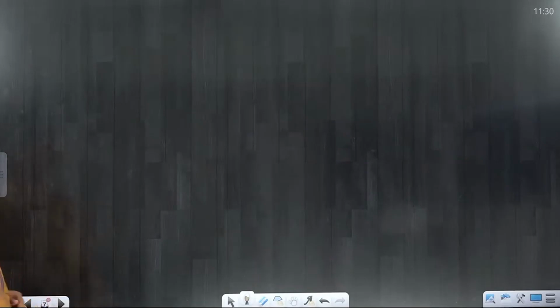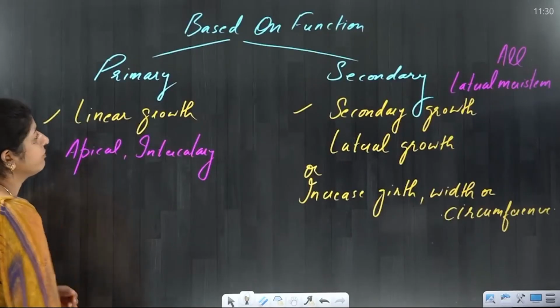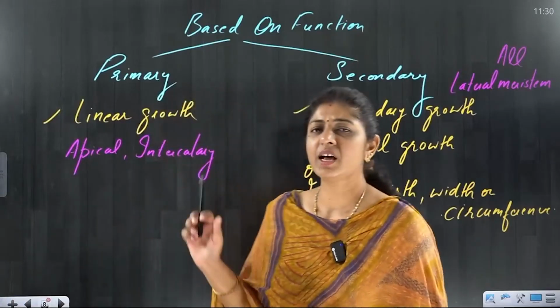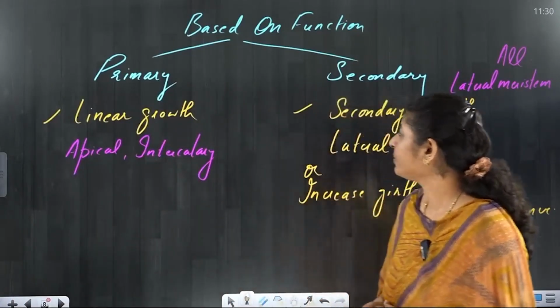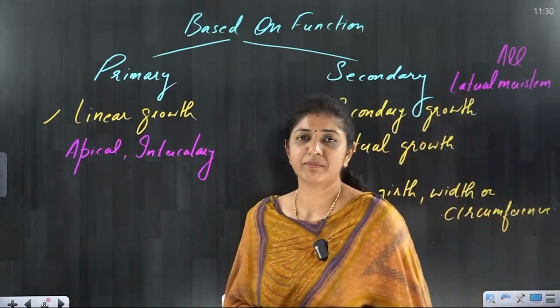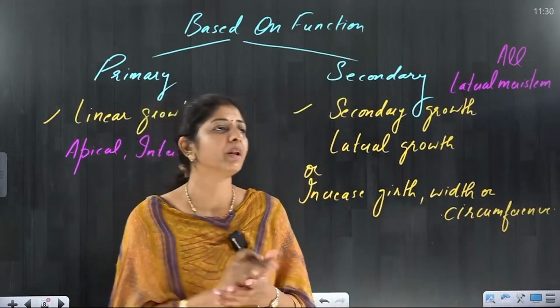Now we have to take the function, right? Three criteria we have discussed. What is that now? Last one for meristematic, that is based on the function. Primary meristem and the secondary meristem. Function now, what they are doing in the plant, right?